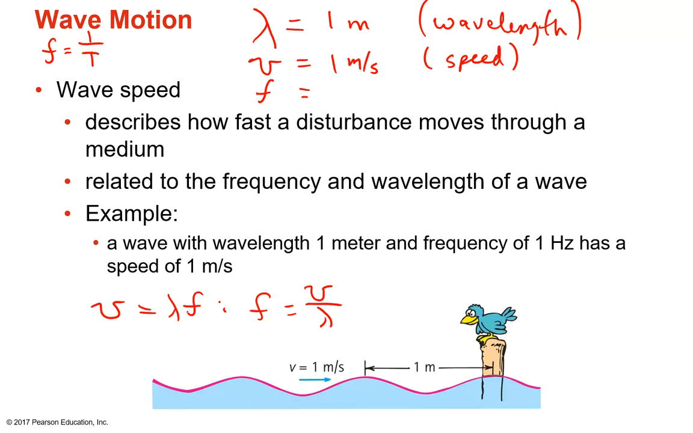If we solve for frequency, we have to divide both sides by lambda. And frequency is V over lambda, speed over wavelength. In this case, since they were all ones, it's still going to come out to be 1 meter per second divided by 1 meter gives me 1 in units of 1 over seconds, which then is 1 hertz.